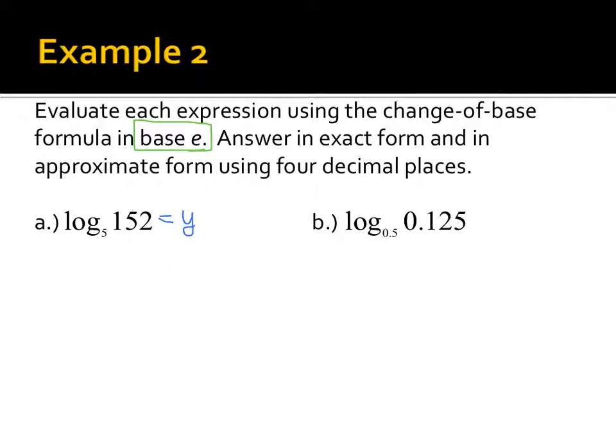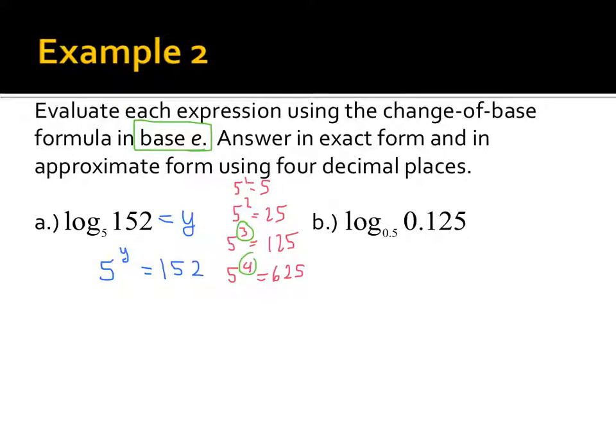Now let's translate. The base is 5. The power is y. The answer is 152. Again, I'm going to take a little bit of a break here, just to remind you that 5 to the first is 5. 5 squared is 25. 5 cubed is 125. And I believe 5 to the fourth is 625. So I'm expecting an answer between 3 and 4. This step is not necessary, but it helps me know that I got my answer correct.